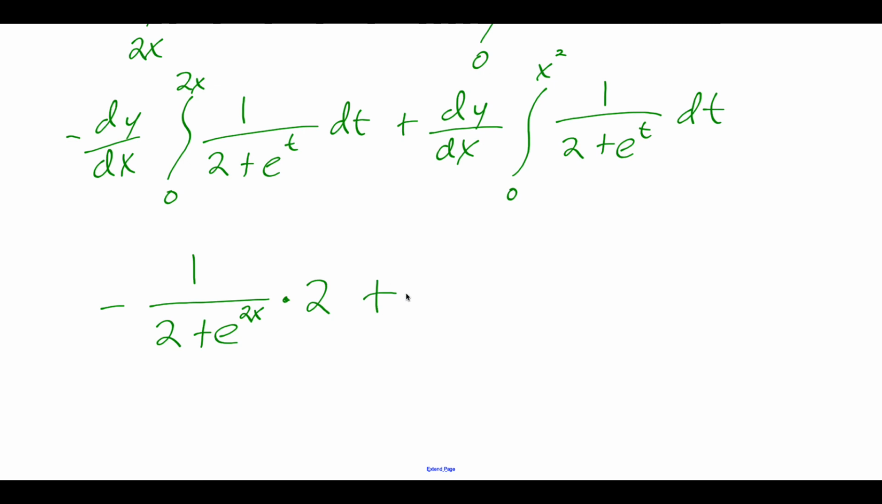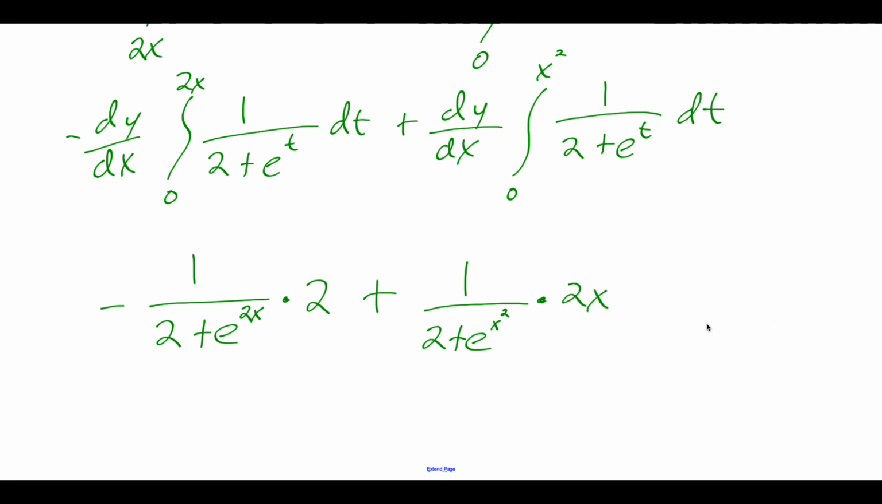But now I have to add on. Here, the derivative and the integral cancel each other out again. So we get 1 over 2 plus e, get rid of the t variable, replace it with the upper limit. So this is going to be e to the x squared. But then we have to attach the derivative of that upper limit. So the derivative of x squared is just 2x.